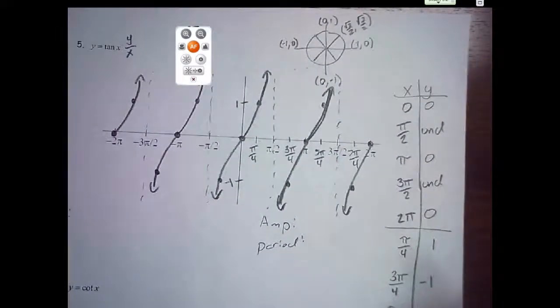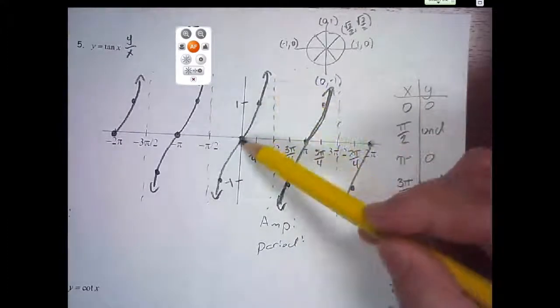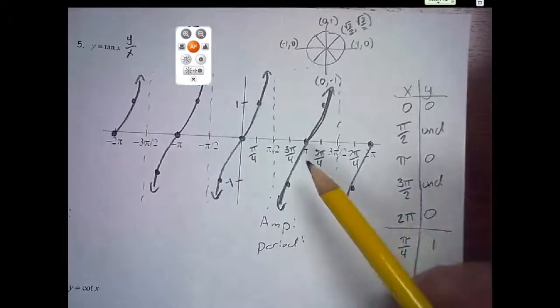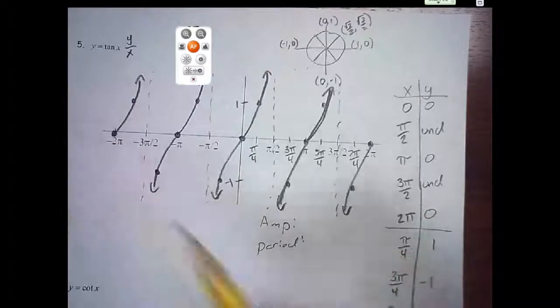Oh, my paper's a little off. Okay, so that's what tangent looks like. Just kind of a couple things, just kind of notice this graph right here kind of resembles y equals x to the third. There's just a lot of them, okay, as we kind of go through.